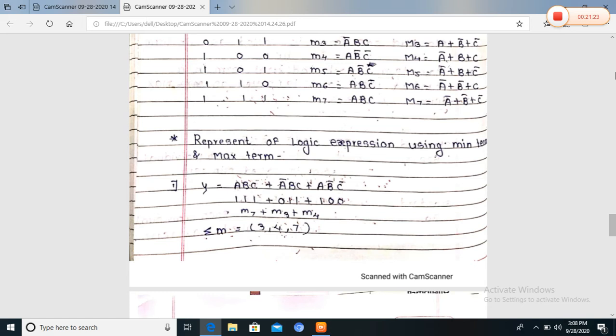0 1 1, this is the M3 term. 1 0 0, this is the M4 term. We sequentially put those terms, that is M3, 4, 7. These are the min terms.